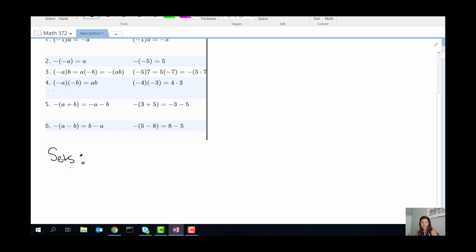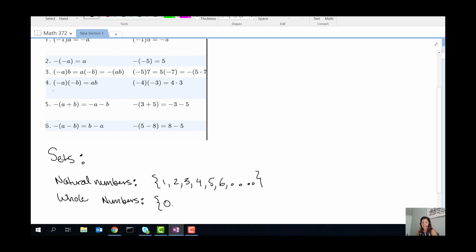So we have the smallest set, which is called the natural numbers. The natural numbers are the set that starts with 1, and sometimes it's also called the counting numbers. It's 1, 2, 3, 4, 5, 6, and it goes all the way to infinity. Then for the whole numbers, we're going to add in just one thing, and you might already know what that is, 0. So we throw in 0, and you have the whole numbers.